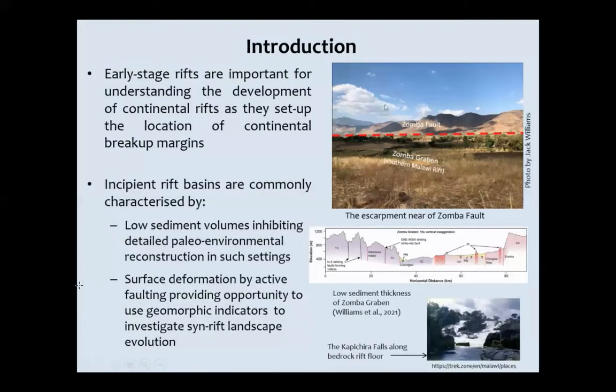Part of our study area, the Zomba escarpment, is shown in the photo above, and you can see the Zomba fault in the foreground. We can also see the topographic profile of the same area, showing some major structural features including the Zomba fault, the one that I just showed you in the photo above, and other related faults that control the Zomba graben, together with the thin sedimentary cover that is present in the area. We can also see an example of one of the geomorphic indicators that are present in the area, the Kapichira Falls, in the lower right photo.